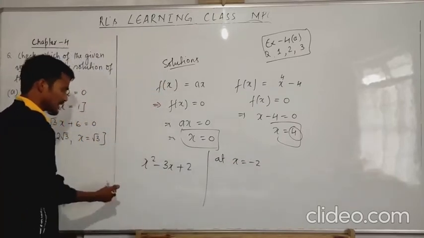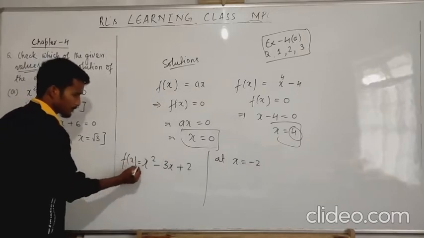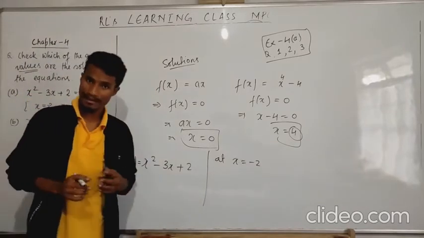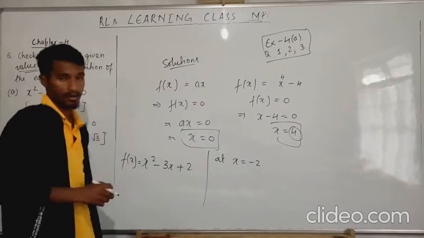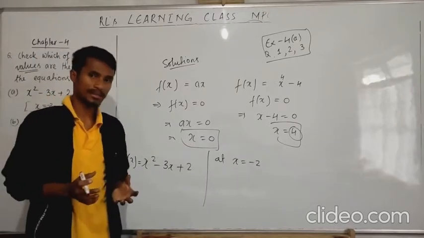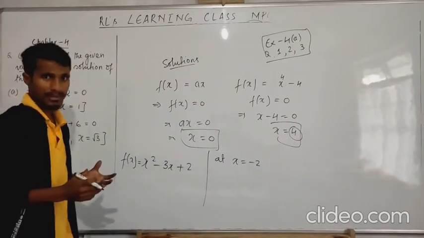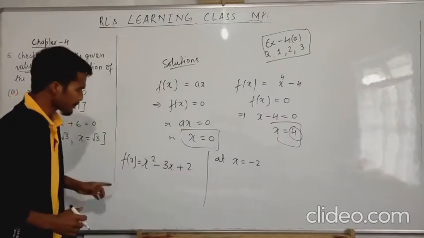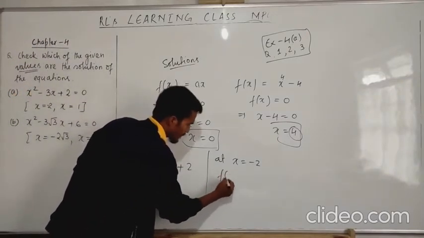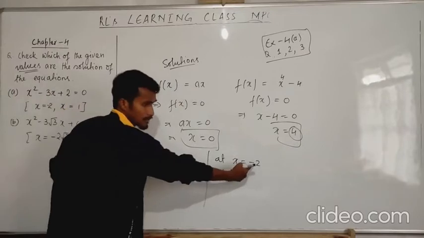Okay, let me take this equation as f of x. We just assume, whether f of x or p of x or q of x, g of x, whatever you represent it, we represent it as f of x. Then I'll put here f of, what's the value of x? Minus 2.